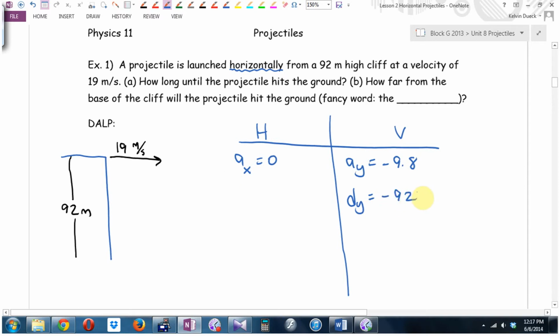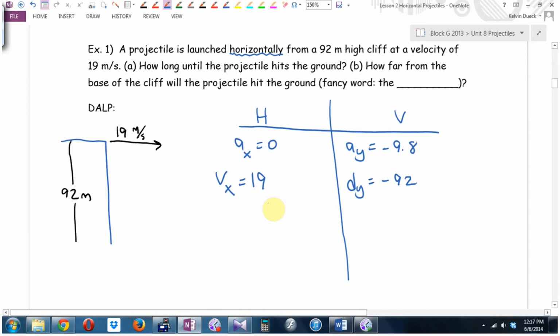What's that 19, vertical or horizontal? What else do I know? How many things do I have in the horizontal column? 2. Not enough. How many things do I have in the vertical column? 2. Not enough. I must know something else. And I do. Horizontal or vertical? I got to be fussy now. I know the horizontal velocity, it's 19. I know VI, it's 19. I know V final is 19. You know why? What's my horizontal acceleration?